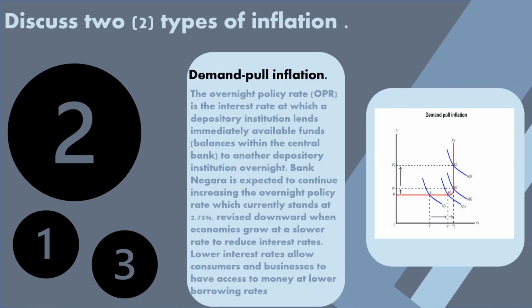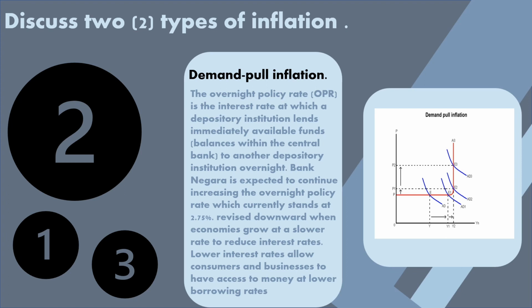Number 3 is discuss two types of inflation. 1. Demand pull inflation. The overnight policy rate (OPR) is the interest rate at which a depository institution lends immediately available funds balanced within the central bank to another depository institution overnight. Bank Negara is expected to continue increasing the overnight policy rate, which currently stands at 2.75%. It is revised downward when the economy grows at a slower rate to reduce interest rates. Lower interest rates allow consumers and businesses to have access to money at lower borrowing rates.